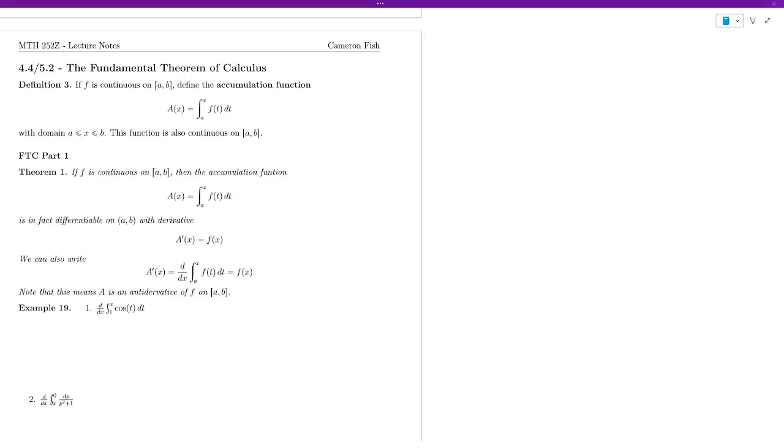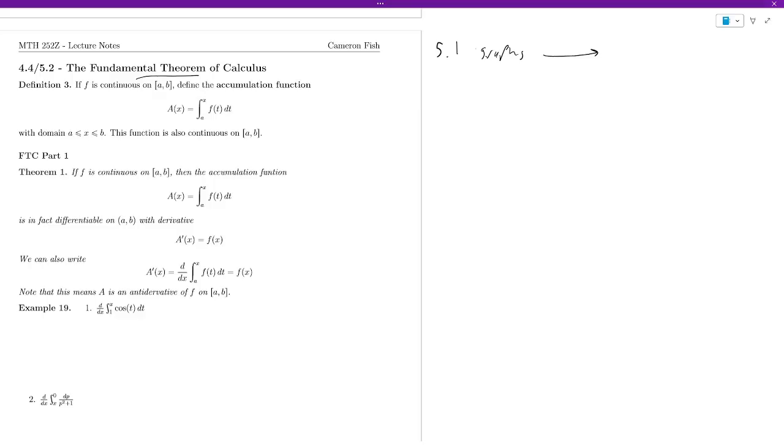Hi everyone, today we're going to talk about sections 4.4 and 5.2, the Fundamental Theorem of Calculus. I'll say right away that this lecture is also going to cover the stuff that's in 5.1. This is more to do with some graphs that we're going to see in a minute. I think it makes a little more sense to talk about this part first, but we'll get there.